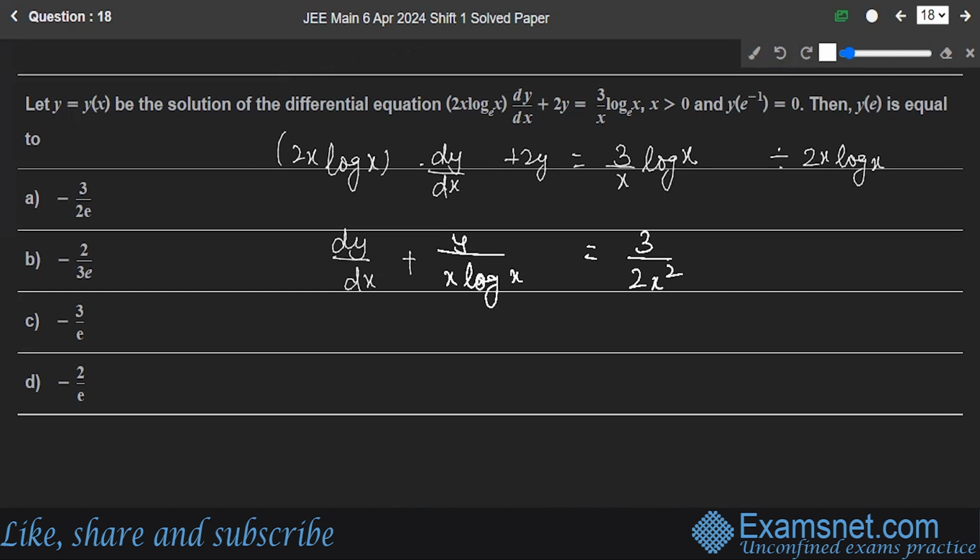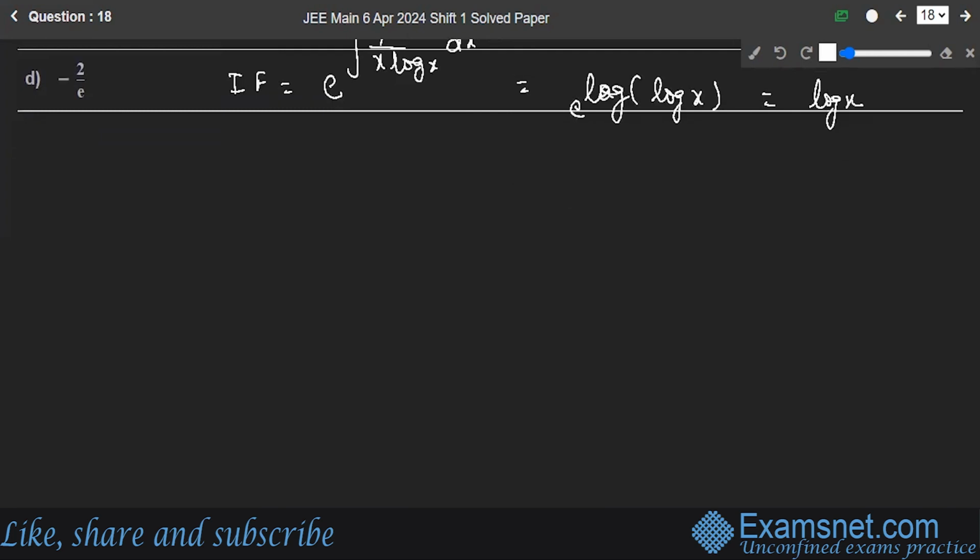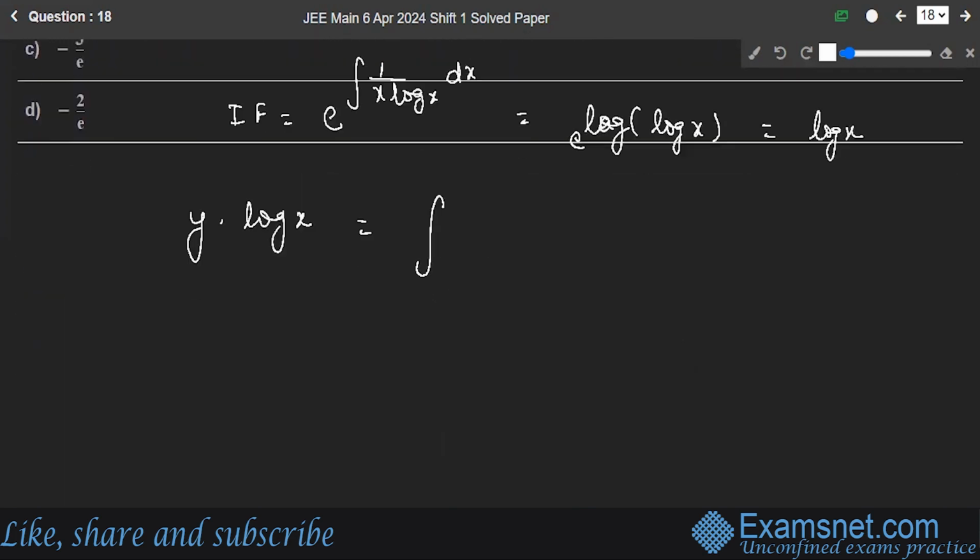Now I'll integrate it, because here this is your integrating factor. This will be e power integral of 1 upon x log x dx. You know, this is equal to log of log of x, e raised to power log of log x. So e raised to power log of something gives you that similar function. So this is your integrating factor, natural log of x. So now the equation will be y into integrating factor, so y into log of x is equal to integral of 3 by 2x square into integrating factor, which is log x dx.